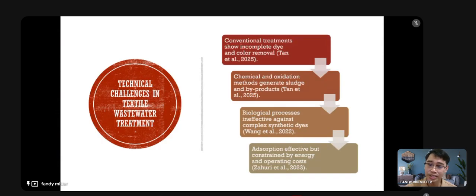Okay, this is the technical challenge in textile wastewater treatment. First, conventional treatment that is usually used shows incomplete dye and color removal. Second, chemical and oxidation methods will generate sludge and byproduct. The third one is biological processes are ineffective against complex synthetic dyes. And the fourth one is adsorption is effective, but it is constrained by energy and also operating costs.